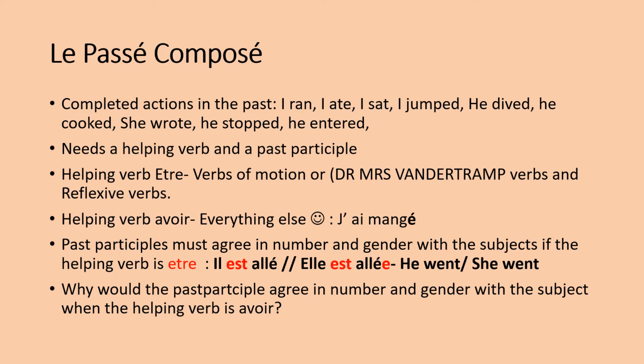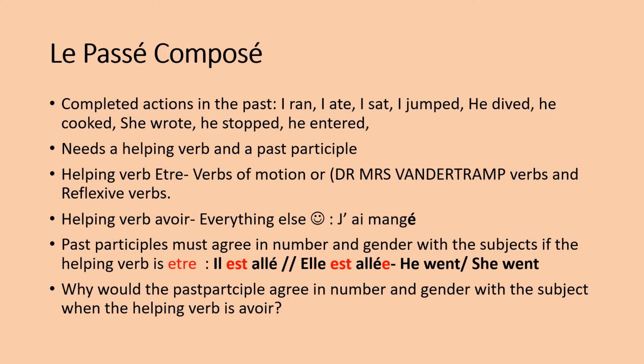Then we have the passé composé. So this is used with actions that were completed in the past, such as I ran, I ate, I sat, I jumped, he died, he cooked, she moved, he stopped, he entered. So these actions are pretty abrupt, and you should just keep a couple of them in mind so that you can tell the difference when to use them. Now, unlike the passé composé, the imperfect only has one form; we need to remember the imperfect endings and the nous form of the present tense instead of the verb to try to use the imperfect.